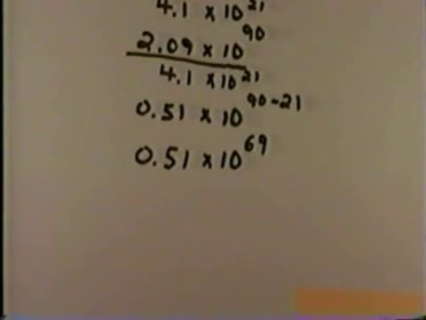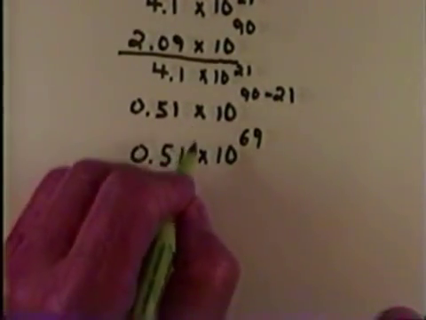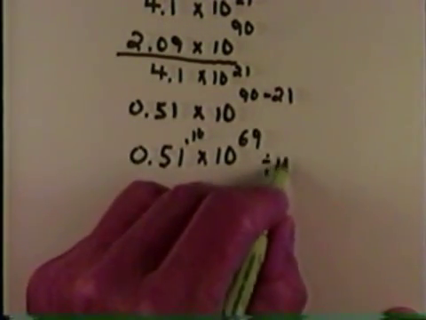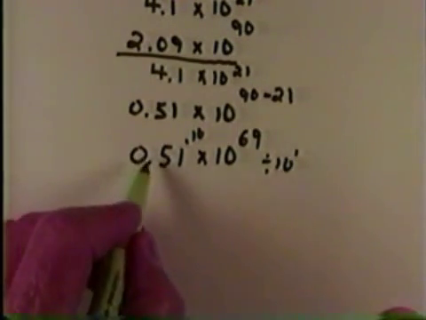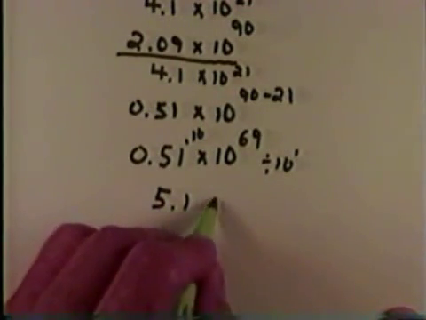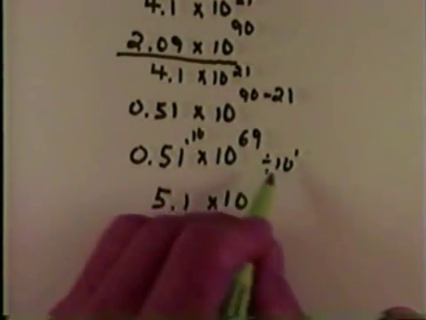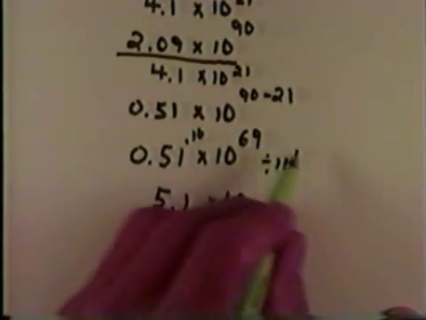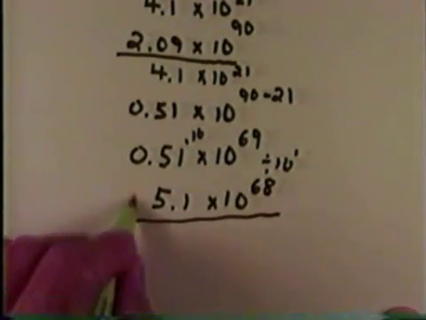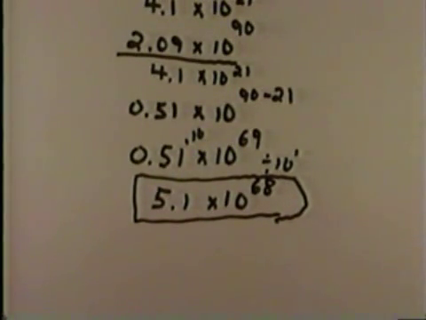Now I need to put it in scientific notation. So what I need to do is to multiply here by 10. Then to keep everything the same, I need to divide by 10. And 0.51 times 10 would be 5.1 times, to divide powers having the same base, keep the base, subtract the exponent. 69 subtract 1 is 68. So I get 5.1 times 10 to the 68th.